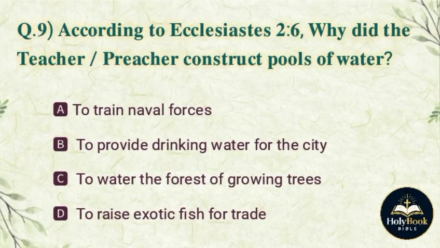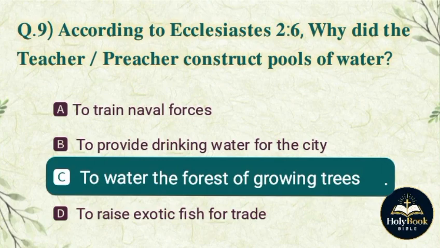Question. According to Ecclesiastes Chapter 2, verse 6, why did the teacher construct pools of water? Options. A. To train naval forces. B. To provide drinking water for the city. C. To water the forest of growing trees. D. To raise exotic fish for trade. The correct answer is option C. To water the forest of growing trees.